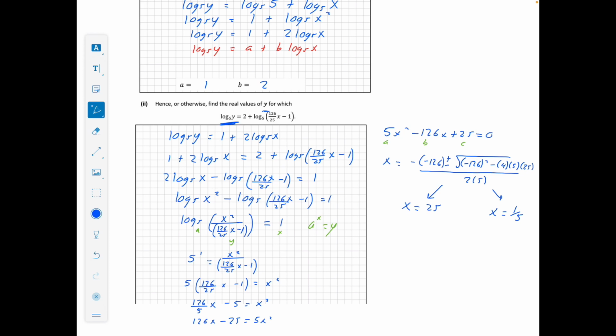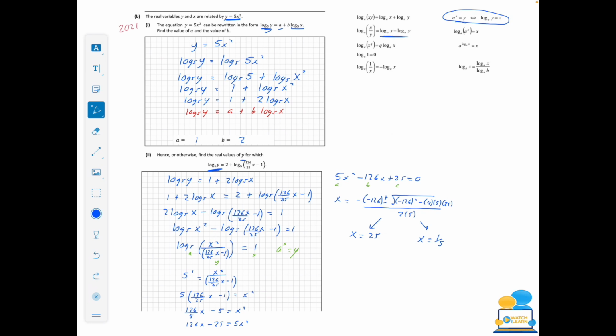Okay, now at this point a lot of people might think, great, I've done all this work and I'm done. Always important to go back and read your question. We're looking for the real values of y. Okay, I have two values for x. So now we need to find a way to make those x's y's. If we go right back up to the top of the question, it says y is equal to 5x squared.